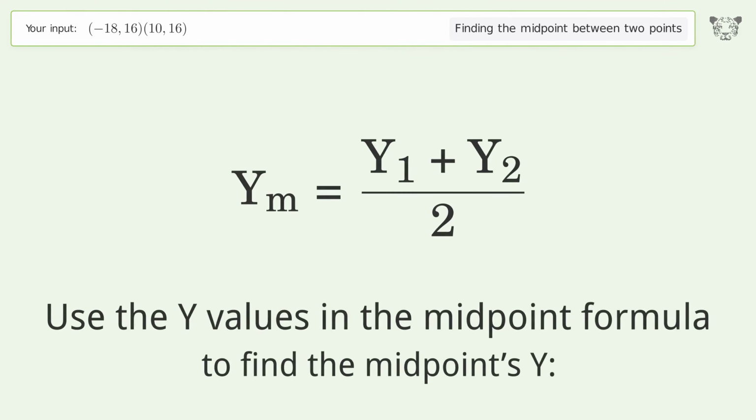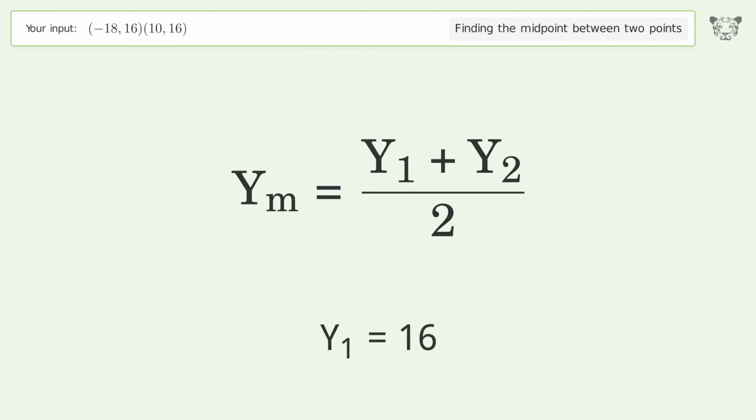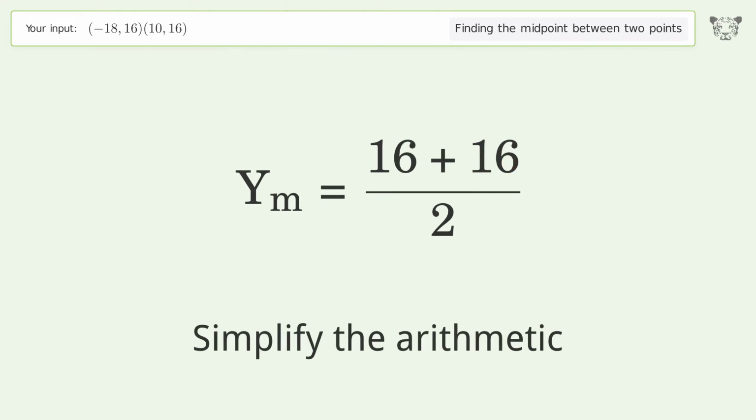Use the y values in the midpoint formula to find the midpoint's y. y1 equals 16. y2 equals 16. Simplify the arithmetic.